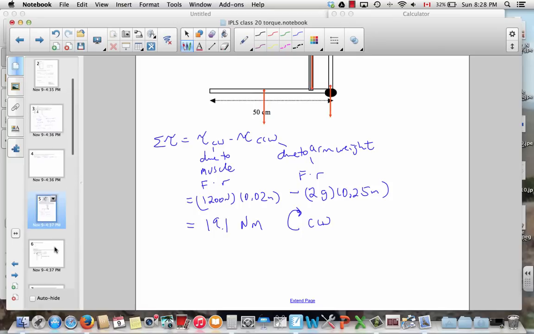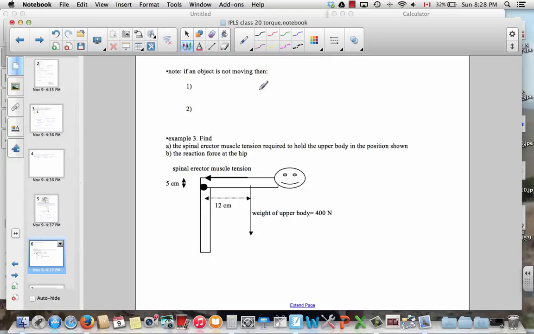All right. So in both of those cases, we found the net or resulting torque, and we saw that a net torque led to a rotation. Well, if the object is not rotating, then it must be that the net torque, the sum of the torques, is actually 0. Or another way to put that is the counterclockwise and clockwise torques are balanced.